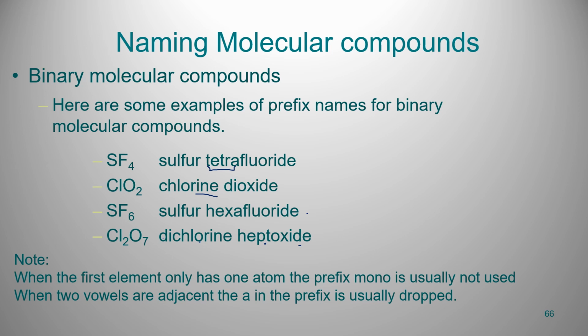Do note that if the first element only has one atom, generally we don't use mono. So, see, we didn't put monosulfur tetrafluoride. Now technically that wouldn't be wrong: monosulfur tetrafluoride, monochlorine dioxide. But we don't put mono if the first one's mono. Actually, we don't always even use mono at all, except sometimes it's put in explicitly. So for example, CO2 is carbon dioxide, but CO is carbon monoxide.